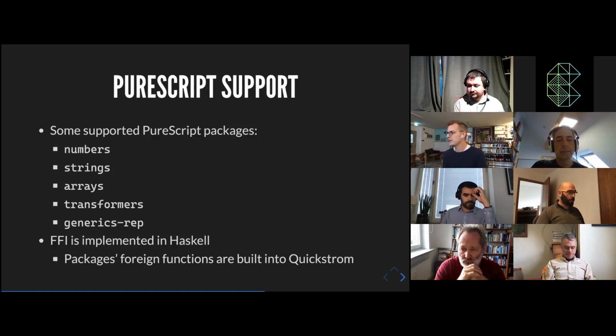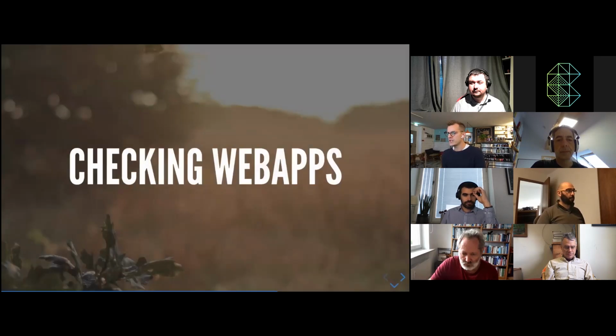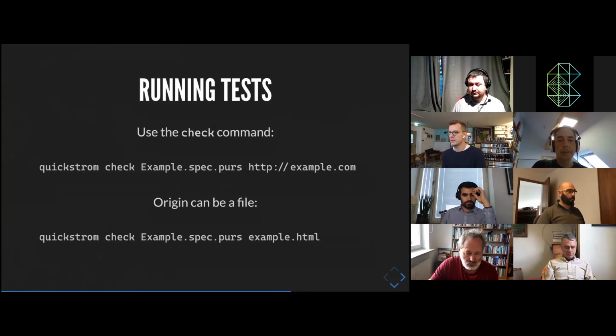These packages usually have some amount of FFI in them, which is normally JavaScript for PureScript. But in this case, I've implemented the FFI, or the foreign functions, in Haskell. And they're sort of built into Quickstrom, so it's a bit hard to add these packages, but it can be done. And when you want to check web apps with Quickstrom, you use the check command. You pass a spec file, and you pass some origin URI that you want to start at, which can also be just a file.